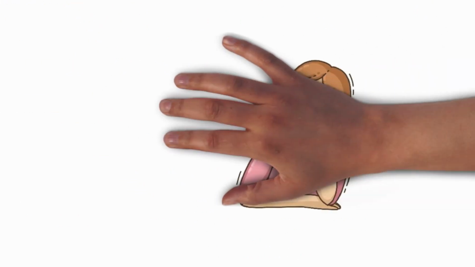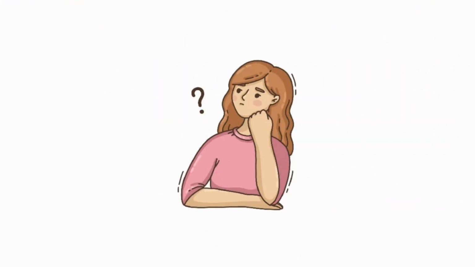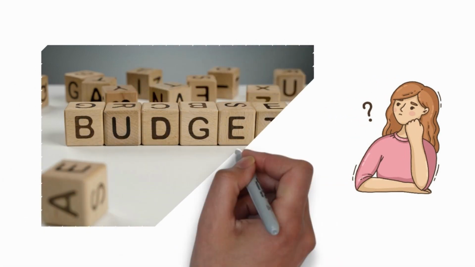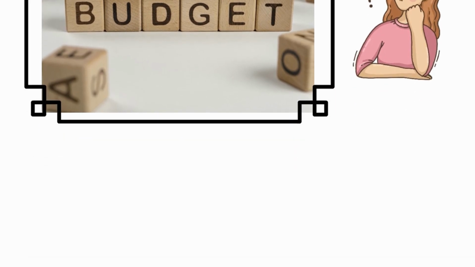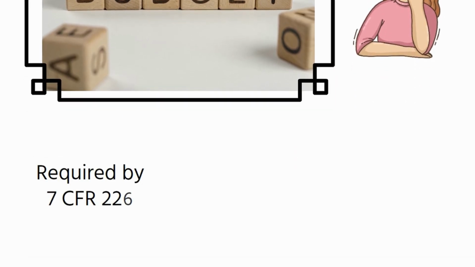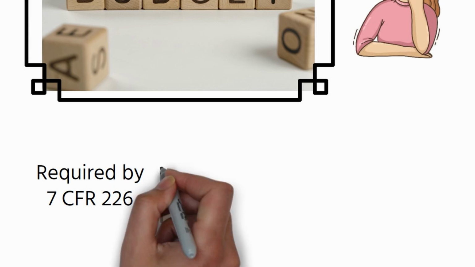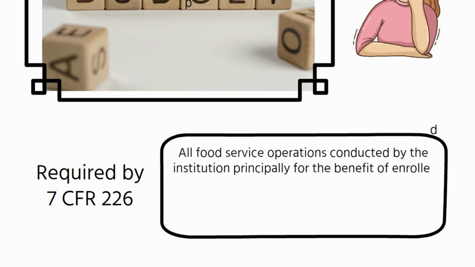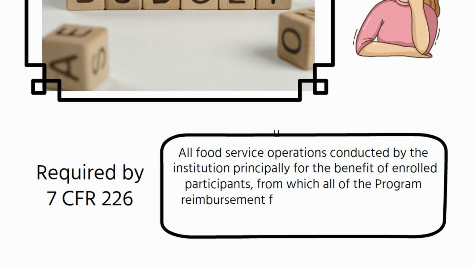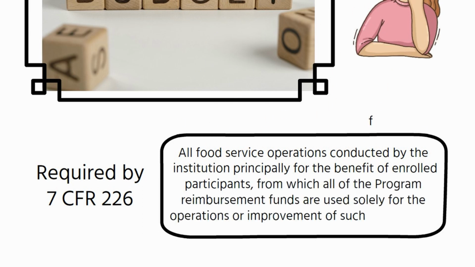You may be wondering why CACFP institutions are required by program regulations to maintain budgets and records of expenditures and revenues. All institutions are required by 7 CFR 226 to maintain a nonprofit food service operation. Here is the definition. All food service operations conducted by the institution principally for the benefit of enrolled participants, from which all of the program reimbursement funds are used solely for operations or improvement of such food service.